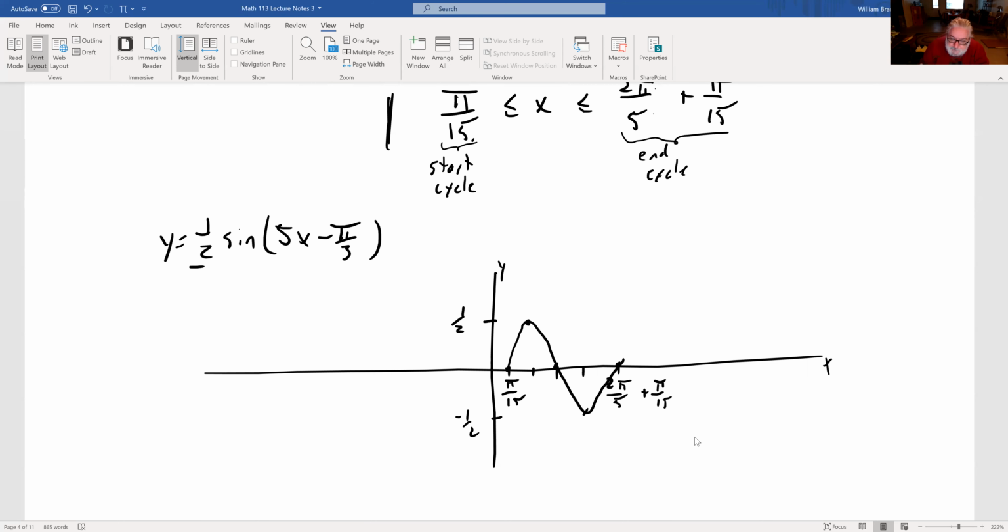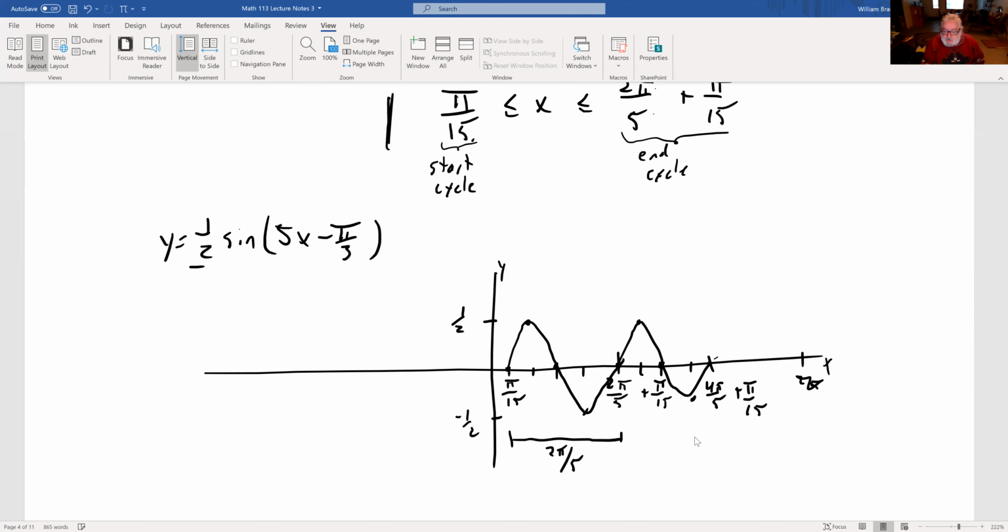So this length here of one cycle is 2 pi over 5. So if we want another one, we'll go to 4 pi over 5 plus pi over 15. 1, 2, 3, right? Those are our points. Positive, 0, negative, 0, up, down, up. And there's our cycle again. And if you keep going, it just keeps doing that. And 5 cycles later, you get to 2 pi.